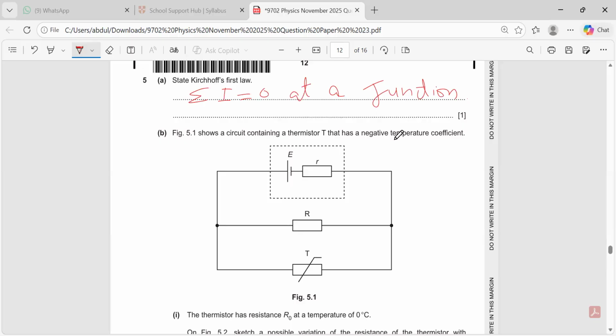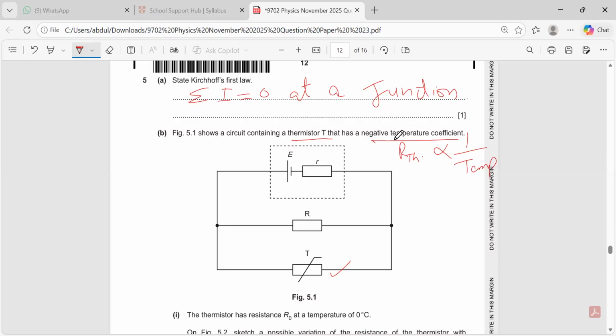Now, the figure shows a circuit containing a thermistor that has a negative temperature coefficient. You know what that means? It means the resistance of the thermistor is inversely proportional to temperature. If the temperature increases, the resistance of the thermistor will decrease, and if the temperature decreases, the resistance of the thermistor will increase. That is negative temperature coefficient. There is also positive temperature coefficient, just for information, that behaves the same as metals. For a positive temperature coefficient thermistor, as the temperature increases, resistance also increases, same behavior as metal resistors. But this is a negative temperature coefficient thermistor.